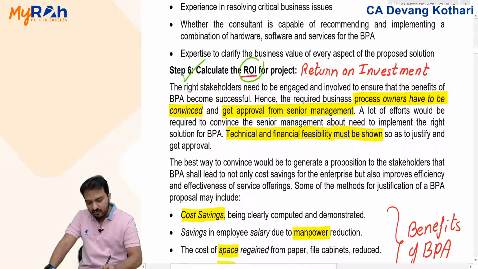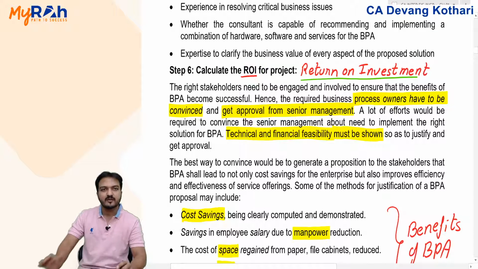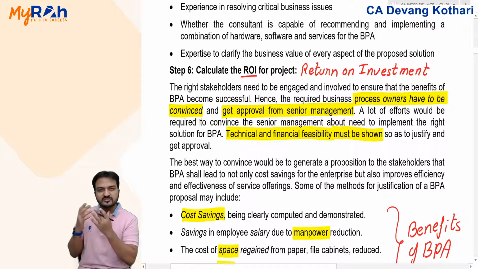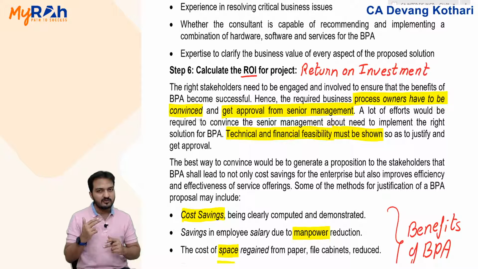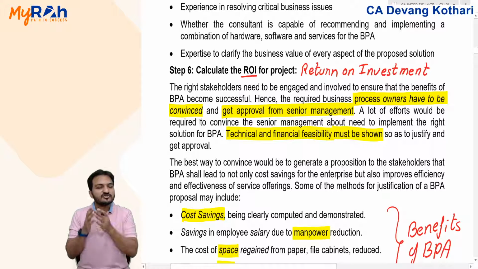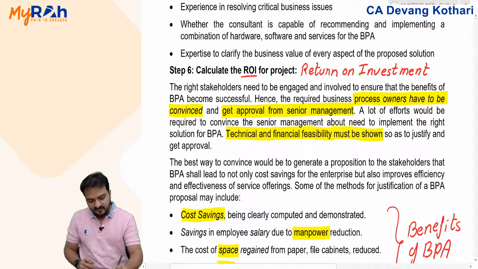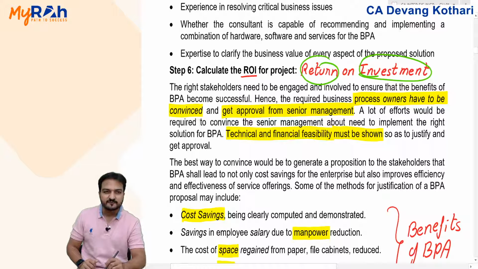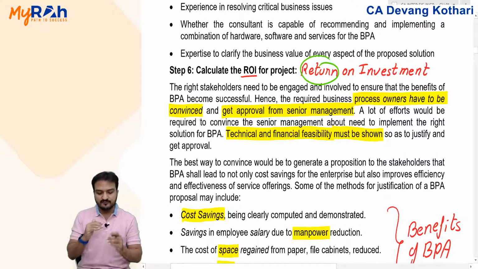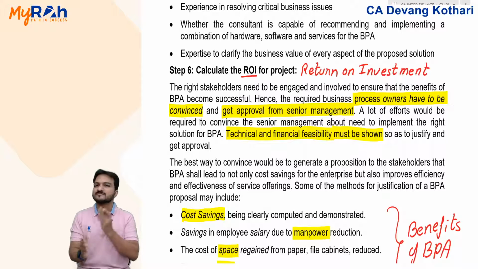Step 6, calculate ROI of the project. ROI stands for return on investment. Well, basically this step is to convince the owners of the company, the stakeholders of the company, to get their approval, because automation will involve a lot of cost. It will involve high cost, so it needs to be approved by the management. You need to convince the management that this investment you make in automation will give very good returns on the investment. In short, you need to show them cost benefit analysis.